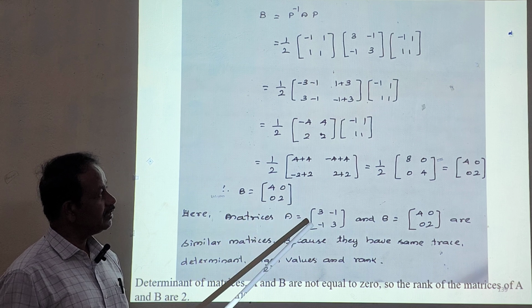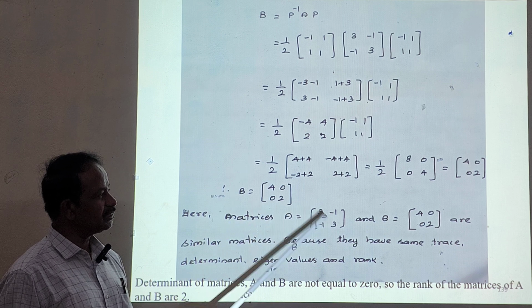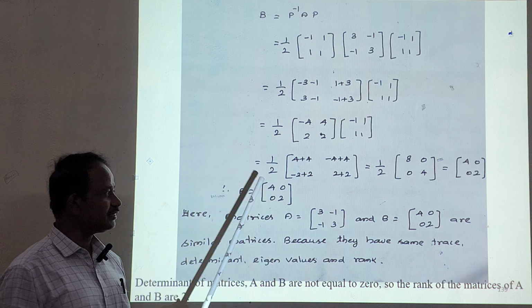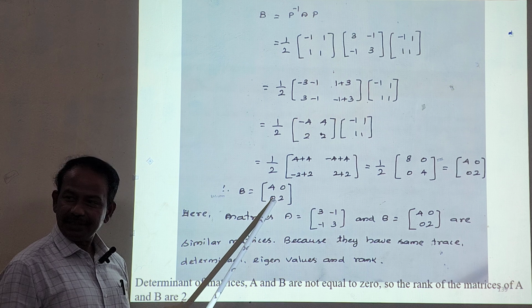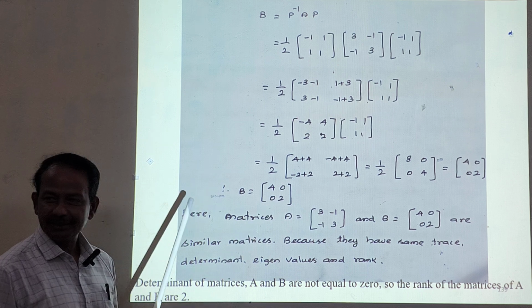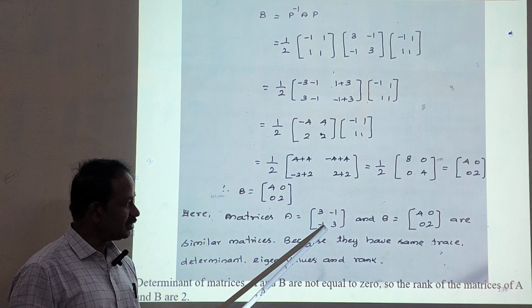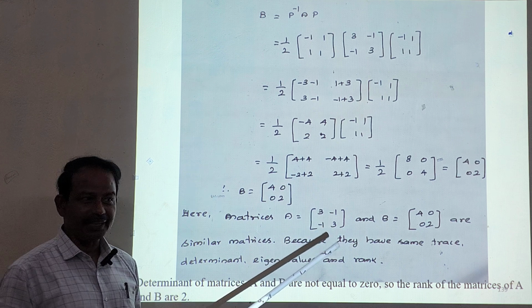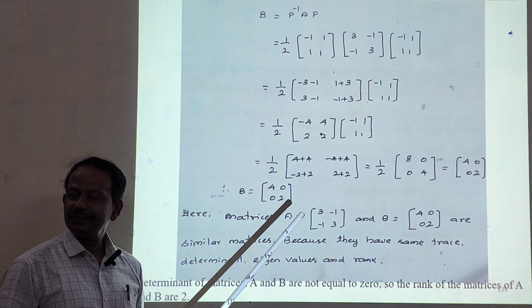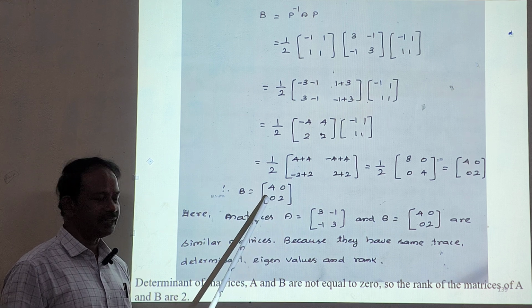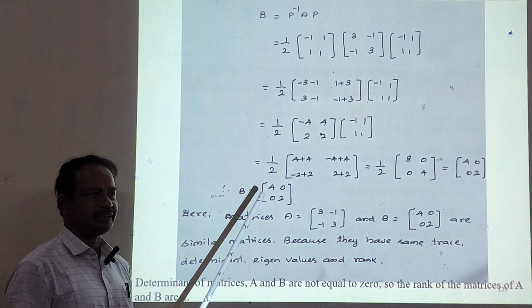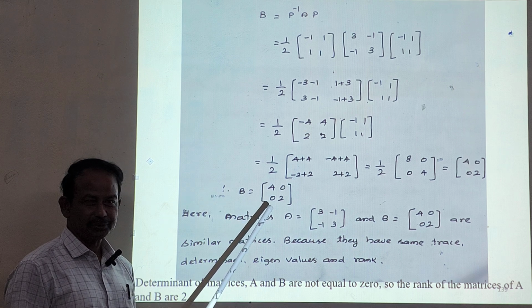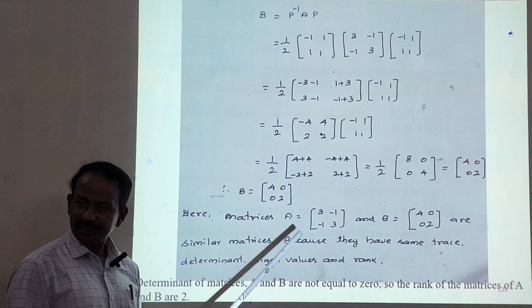What is the A matrix? A matrix is given as 3, minus 1, minus 1, 3. They are similar matrices. The first point is determinant. What is the determinant here? 4 2s are 8. What is the determinant here for the A matrix? 3 3s are 9, minus 1, which is nothing but 8. So the determinant is equal for both matrices. What is the rank? Determinant is not equal to 0, so the rank of the matrix is 2. Here also the rank of the matrix is 2.